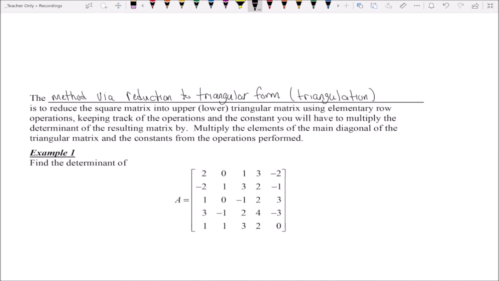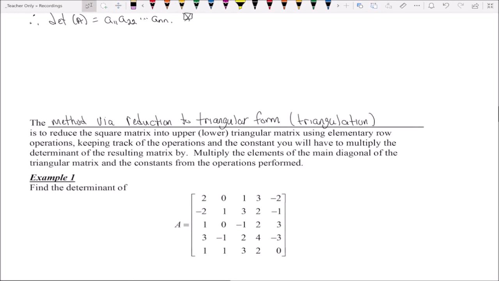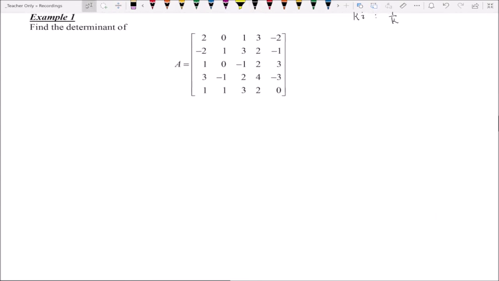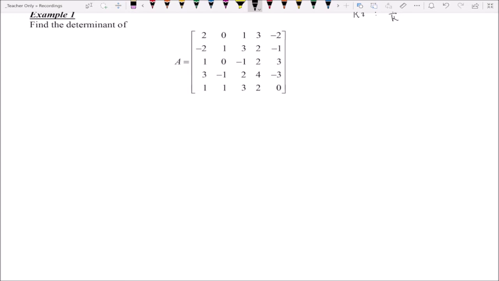Right then, all we do is we multiply the elements of the main diagonal of the triangular matrix and the constants from the operations performed to find our desired determinant. Okay, so there's really only two that you have to keep track of. Interchanging row I with j results in multiplying by -1. Multiplying a row by a constant k results in multiplying by a 1 over k. We will now go ahead and use this method to find the determinant of this 5 by 5.